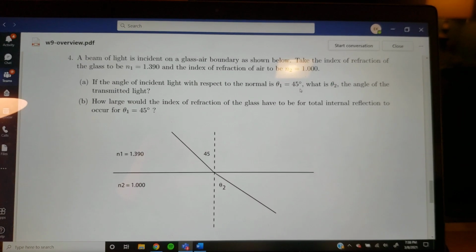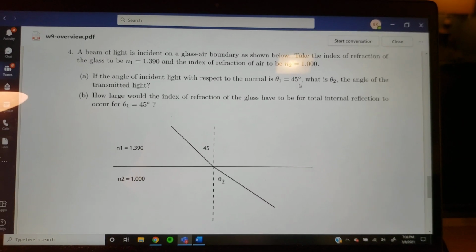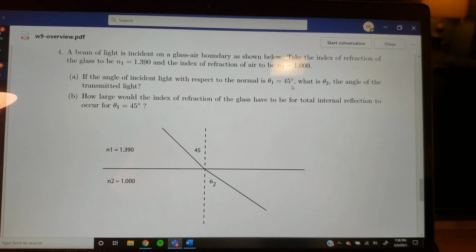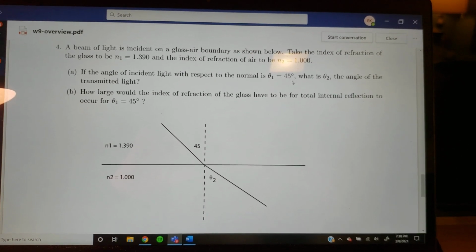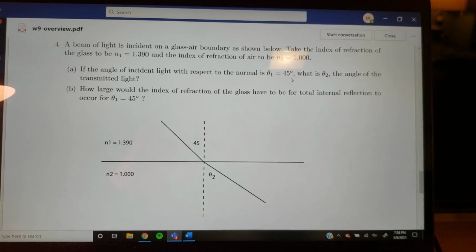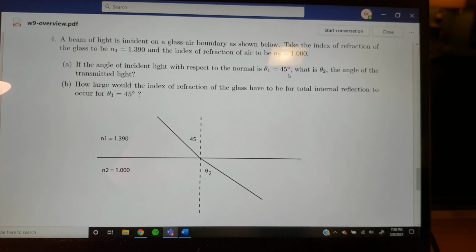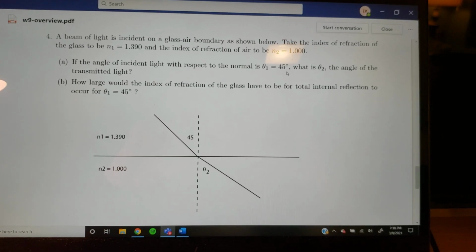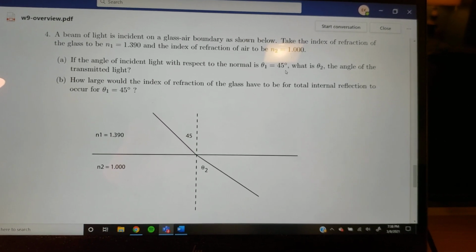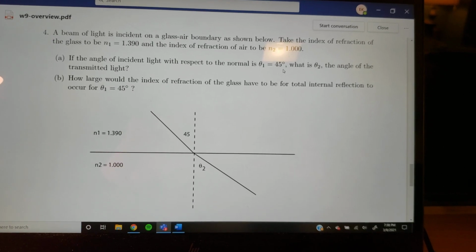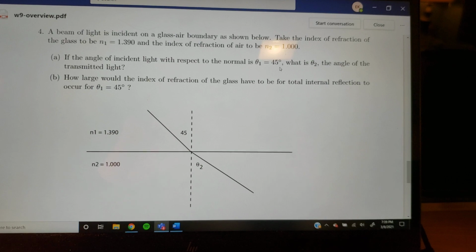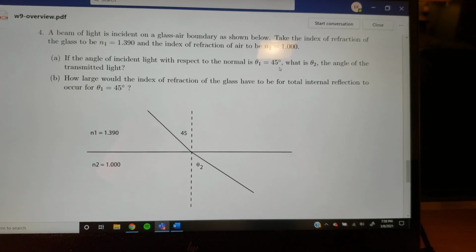Problem number 4 states, a beam of light is incident on a glass-air boundary as shown below. Take the index of refraction of the glass to be n1 equals 1.390 and the index of refraction of air to be n2 equals 1.000. So for part A, they want us to figure out, if the angle of incident light with respect to the normal is theta 1 equals 45 degrees, then what is theta 2, the angle of the transmitted light?